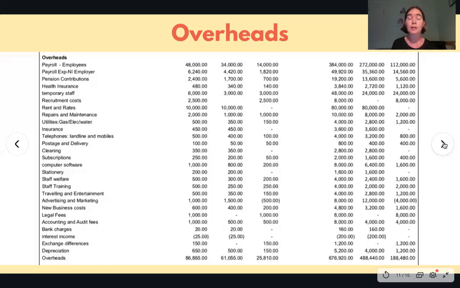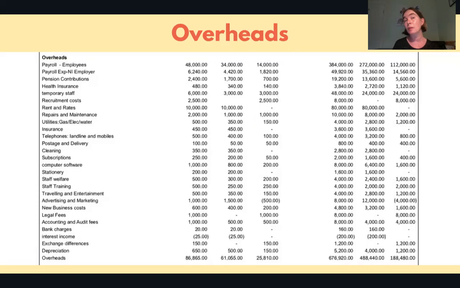Moving on to overheads. So the overheads are basically all the other costs involved in running your business. They include your staff costs, your property costs, your computer costs, staff welfare, staff training, new business costs, accounting fees. They also include a sundry income, which is called interest income, and also include something called depreciation, which is basically the cost of the wear and tear of your fixed assets.